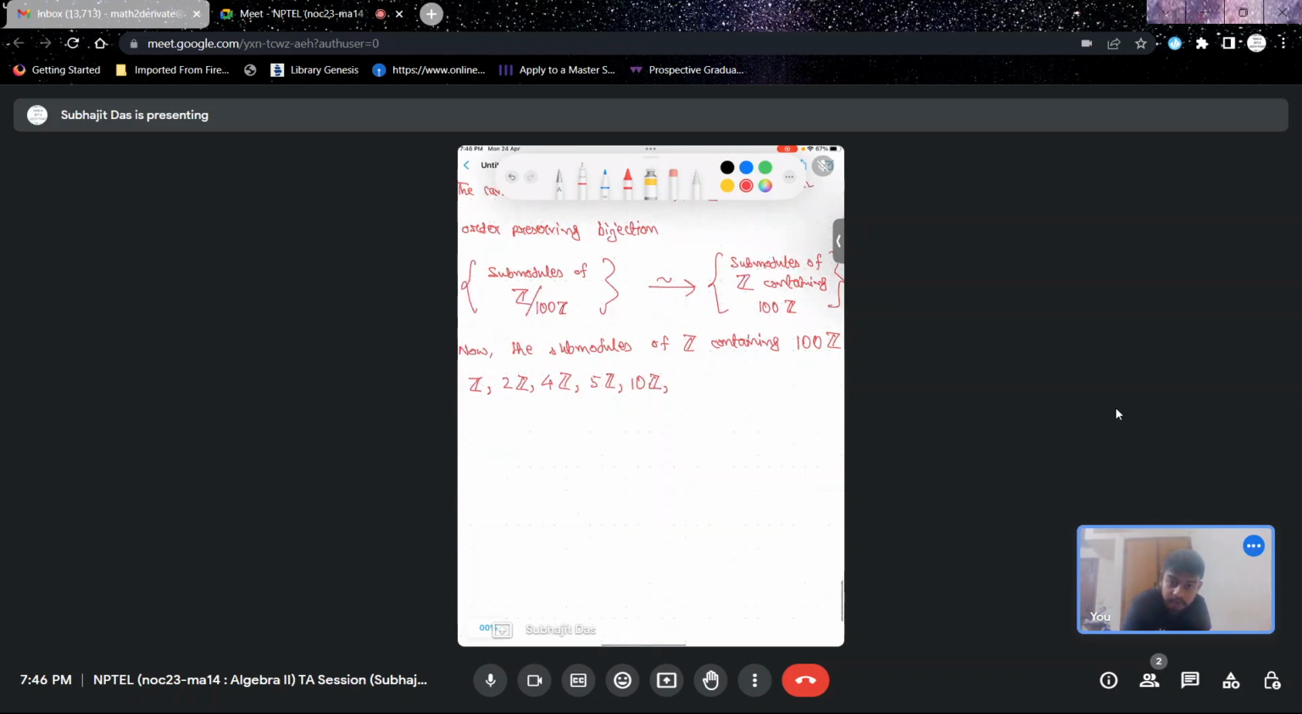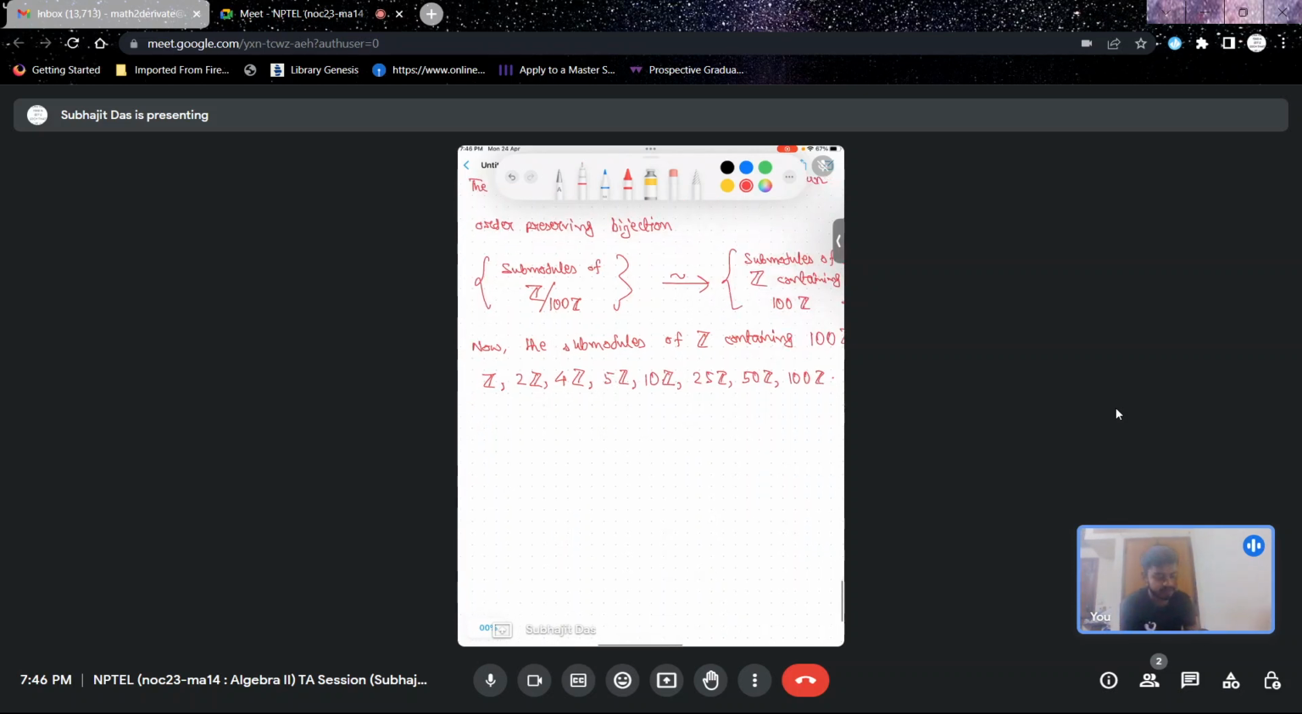25Z, 50Z, and 100Z, right? And therefore we know that, so 1, 2, 3, 4, 5, 6, 7, 8, right? So I hope I'm correct here. Yes. So there are exactly 8 submodules of Z mod 100Z as well.